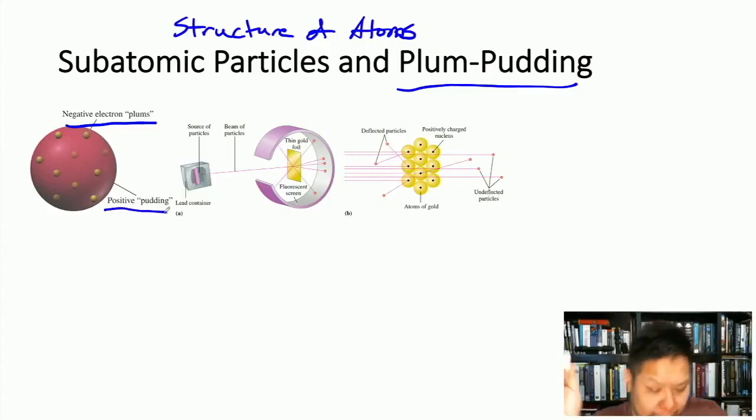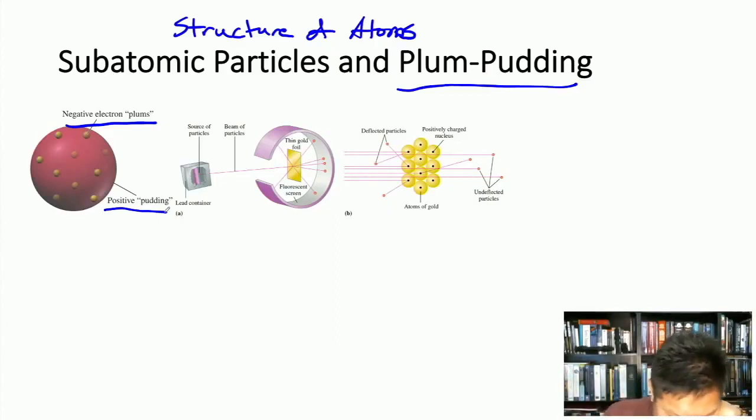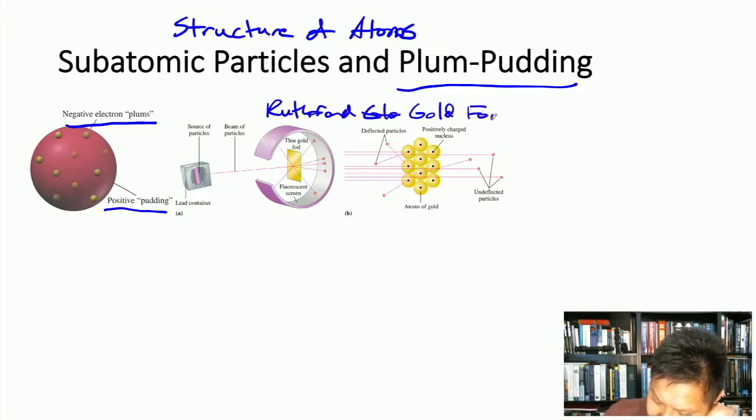So later on, though, he and a guy named Ernest Rutherford collaborated so that Rutherford could try to do an experiment using the scientific method, like we talked about in the last lecture, to see if Thomson was correct. And so they came up with this experiment right here, and this is called Rutherford's gold foil experiment.